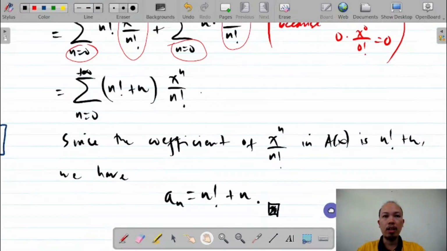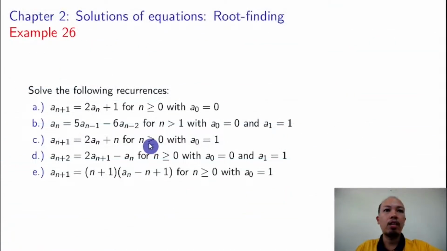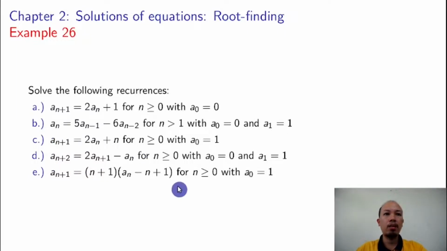So I hope that you learned something from this lecture, and I will leave example 26 letter C and D as your problem set. I will also add at least maybe 2 or 3 more, or maybe one, and doing the reverse also.